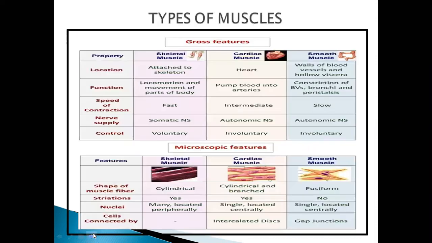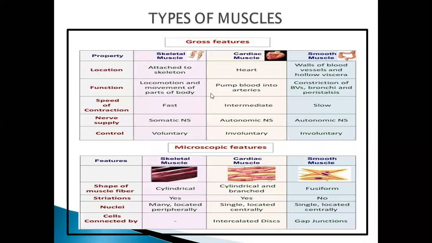Okay, let me tell you some specific features of these three muscles. Let's see them. First of all, property and their location, where they are present. Skeletal muscles are attached to the skeleton, as the name shows, so they are mainly attached to the skeleton. Cardiac muscles, heart. Smooth muscles, walls of blood vessels and hollow viscera. It means they are also present in the blood vessels.